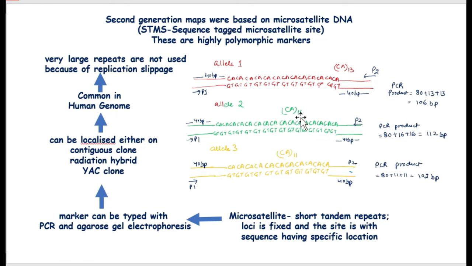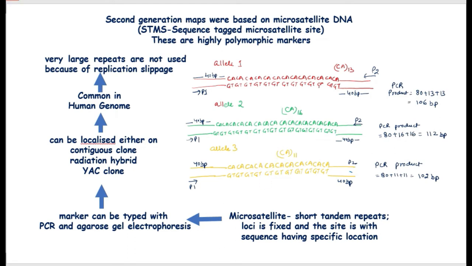Here we have 16. So 16 plus 16, because this is again a dinucleotide. So 80 plus 16 plus 16 will give us a 112 base pair sequence. Here this microsatellite motif has 11 repeats. So 40 plus 40 and 11 plus 11 will give us 102 base pairs. So we can see that the differences in the repeat motifs will result in the formation of different sized bands on the DNA in the gel, and they are easily identifiable.